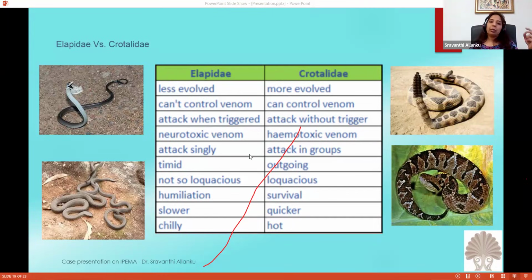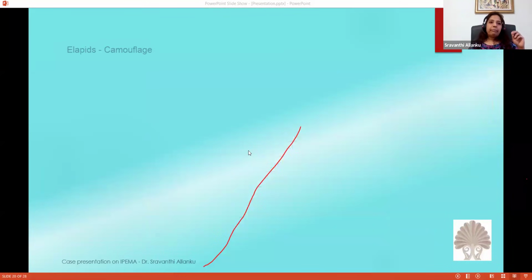So then elapids are also slower, they are lesser evolved in that sense than crotalids. Elapids in general are chilly. There are exceptions, but in general they are chilly compared to crotalids, which this patient was, this patient was chilly. He had very clear aggravation during winter. Okay, so this patient looks like he's an elapid.